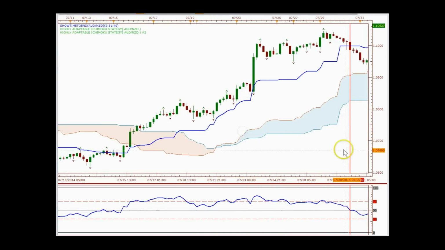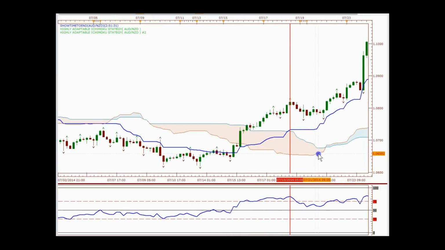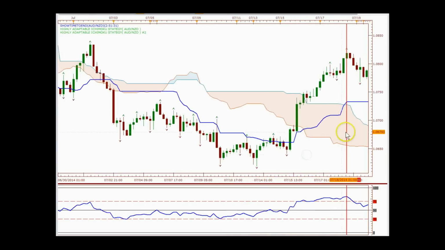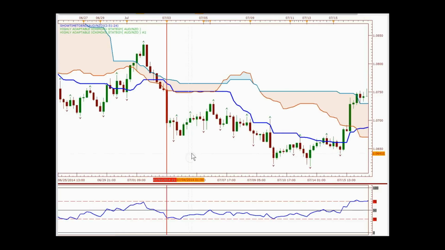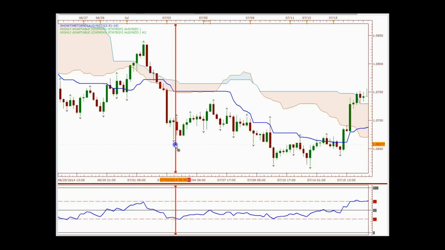All right, so we go back here, and it's the same thing. All right. So this is showing you that Ichimoku can show you these things. You don't need the other indicators on your chart. A lot of people put them on their chart, but they really don't need it because Ichimoku is showing you all of this if you take the time to learn and see that.